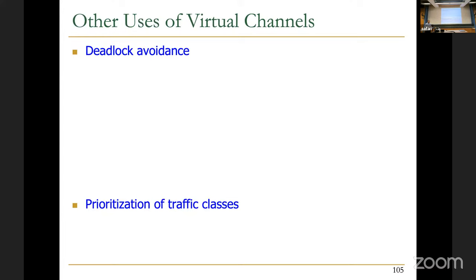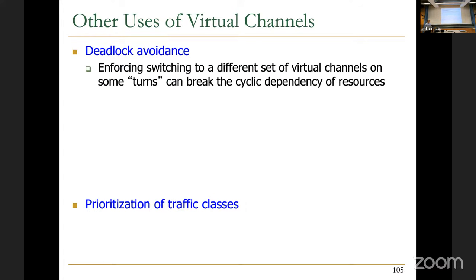But virtual channels are not only used to handle head-of-line blocking. There are other reasons to use them. One of them is deadlock avoidance: enforcing a switch to a different set of virtual channels on some turns can break the cyclic dependency of resources. For example, in a ring topology, as I said, we have this wraparound, right? You can make a contract that whenever I want to take the wraparound link, I will go to another virtual channel. So I use virtual channel number zero, let's say, for all the links, but whenever I want to take the wraparound link, I will go to virtual channel number one. So you can specify a different set of virtual channels and put some restriction on what turns it can use.